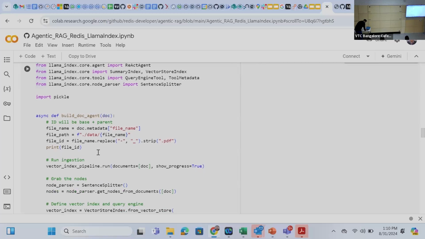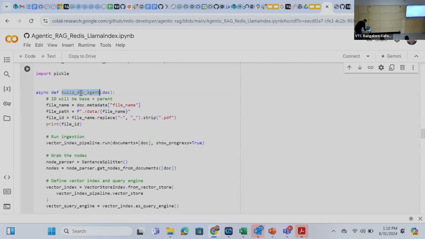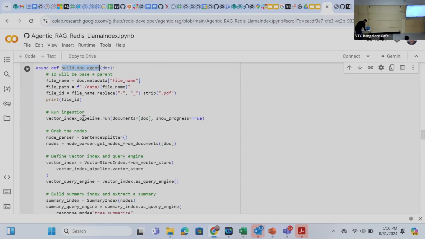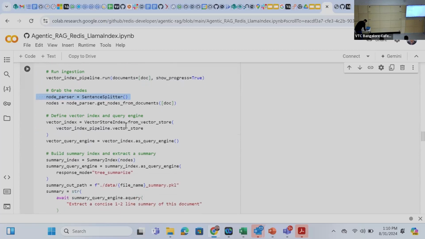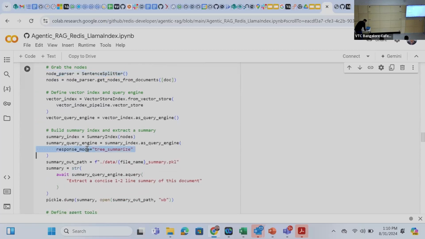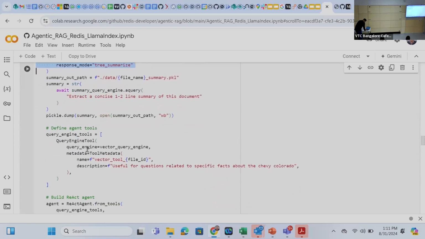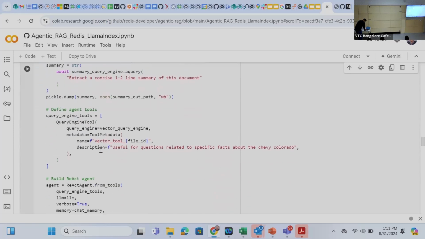And this is just a function which is building that agent, which runs the ingestion pipelines. It will pass through all the nodes, and based on those vector indexes that it has formed, it will summarize all the information which has been captured as part of an ingestion pipeline. And then using different tools, it will give you a specific answer to your query.